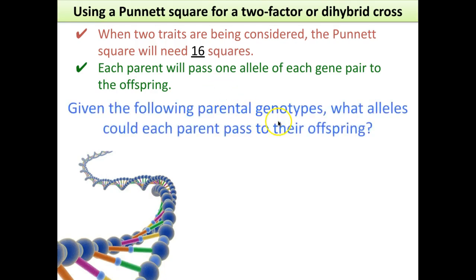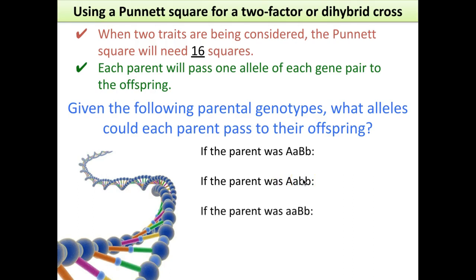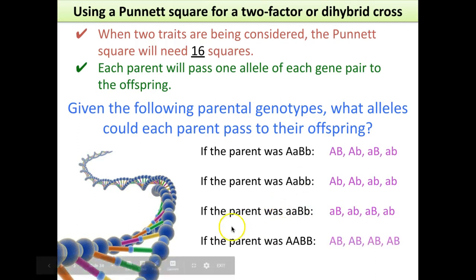Given the following parental genotypes, what alleles could each parent pass to their offspring? So if the parent was big A, little a, so heterozygous for both traits, whatever these two traits were, doesn't matter. We could call this height and seed color. And another parent was heterozygous for big A, homozygous recessive for whatever the B trait is. And then we had 2 more parents. Here's how these would break down.